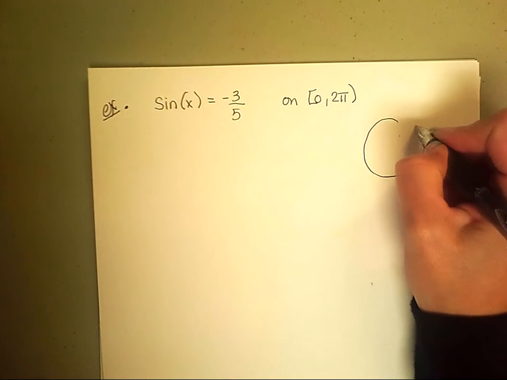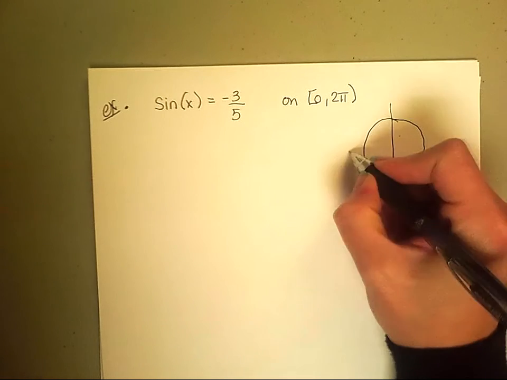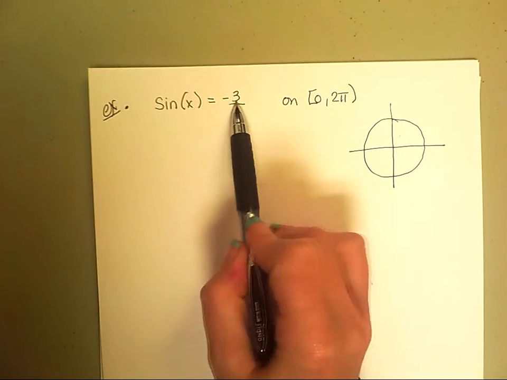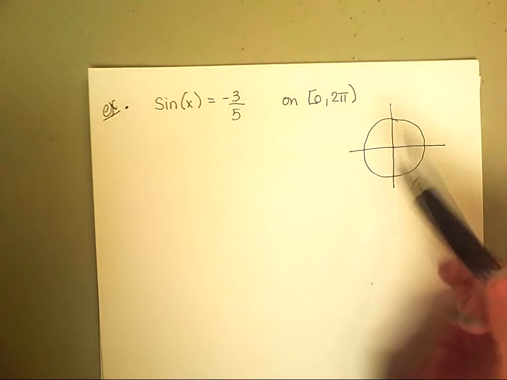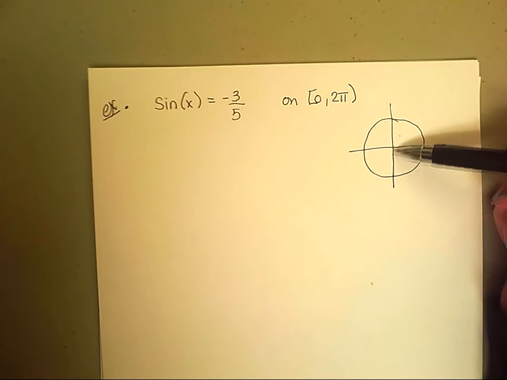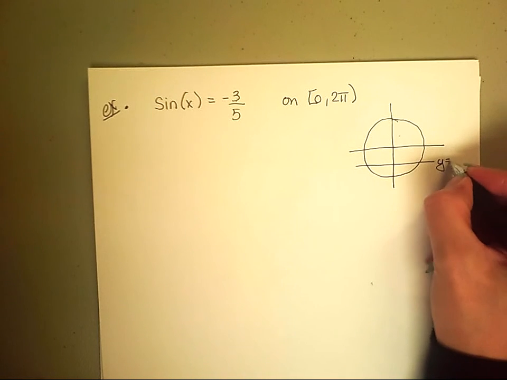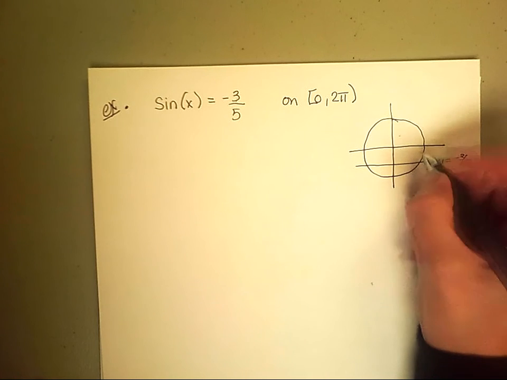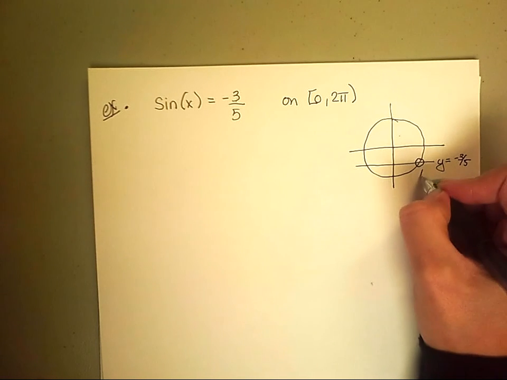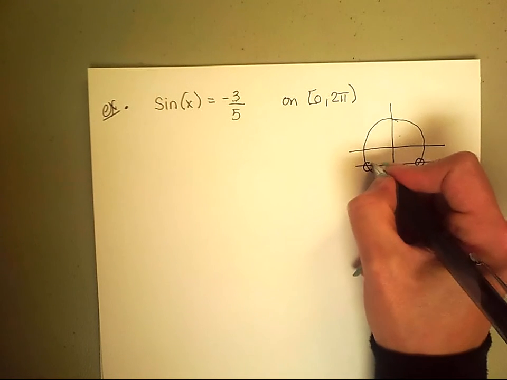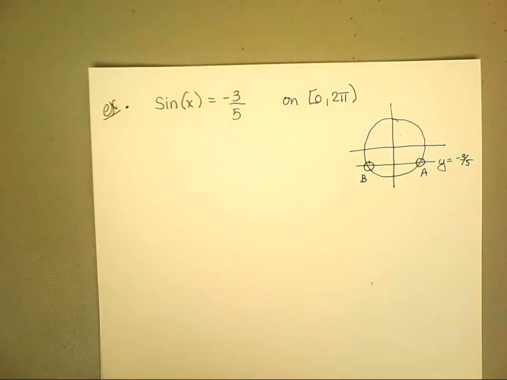So in this case, the sign is already isolated, so let's remember how to do this. We'll scratch out the unit circle. Negative 3/5 is somewhere down here. It's less than negative 1, so we'll say this is the line y is equal to negative 3/5, and it's going to cut in 2 places. We'll call this angle A, and we'll call this angle B.